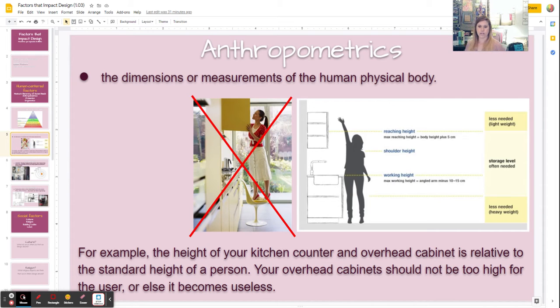the height of your kitchen counter and the overhead cabinets is relative to the standard height of a person. Should be in relation to the average height of a person. Your overhead cabinets shouldn't be too high for the user. Otherwise, that's like completely useless. If your cabinets are not able to be reached, you can't get in them and use the things in them, like what's the point in having them? You should just have all lower cabinets. That would just make sense, right? So the height of things in relation to your body are anthropometrics.